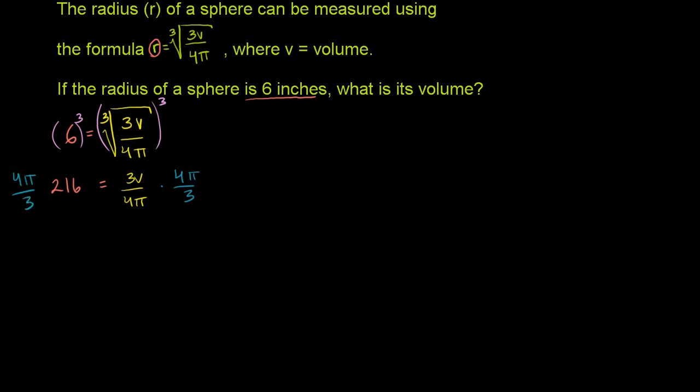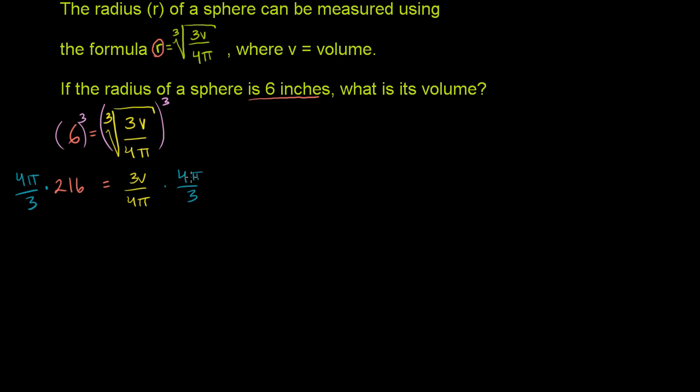Let me make sure you can see what I'm writing. And the whole reason why I'm multiplying by 4 pi over 3 is so that it cancels out with a 3 over 4 pi. And you have your 4 pi cancels out with a 4 pi. And then you have your 3 canceling out with the 3. And then you have your volume is going to be equal to 4 pi times 216 over 3.